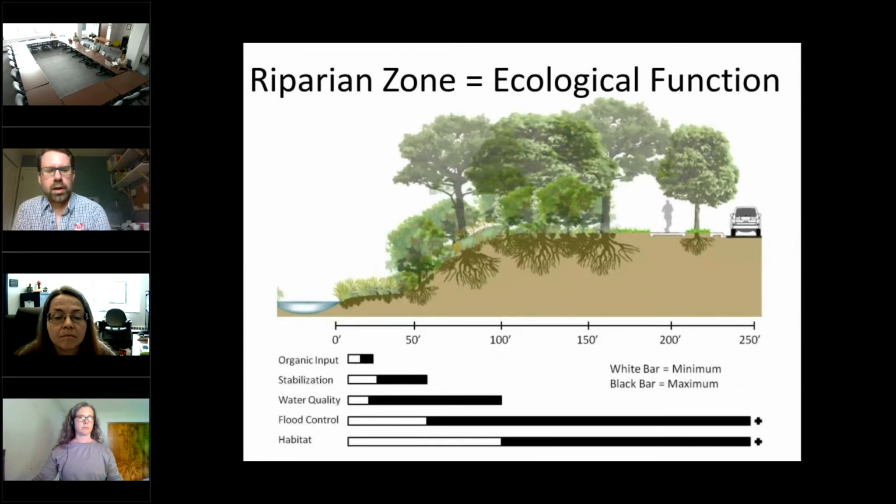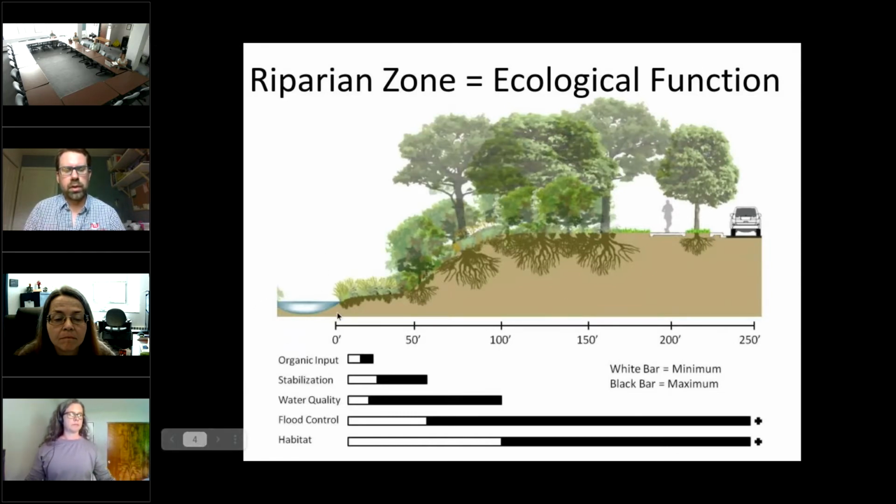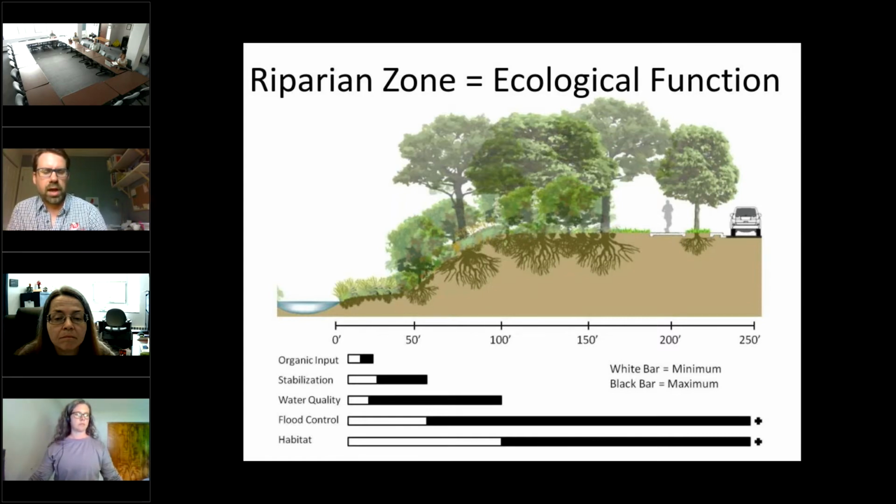So here's a quick little graphic of what I mean by riparian zone. Here's your typical stream on the left, and then you have your bank. Sometimes it's steeper, sometimes it's flatter, and these areas right along the stream tend to be wetter areas. Then as you get to the top of the bank, at some point it transitions to an upland environment. Generally, the riparian zone is where you have a surface and groundwater connection going on, and once that goes away, you're out of the riparian zone.